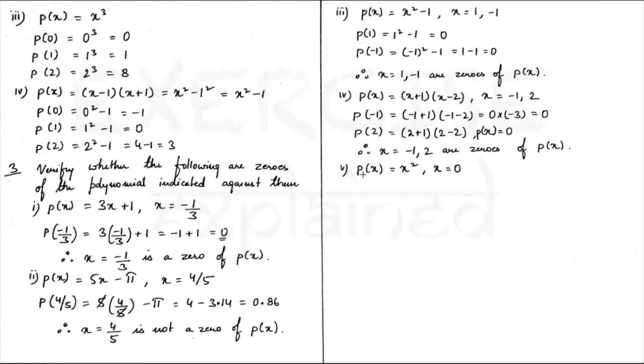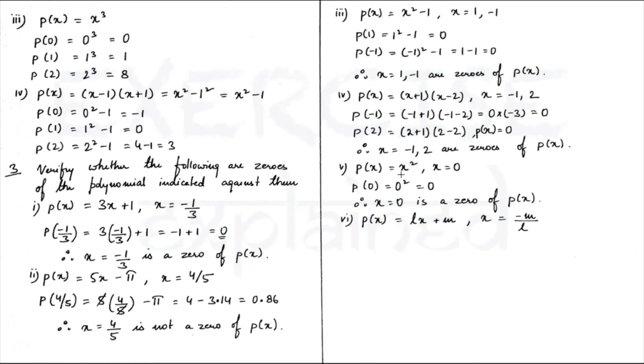Coming to the next one, p of x is equal to x square and x is equal to 0. This is pretty easy. We just need to substitute 0 and we can say that it will definitely be 0 because 0 square is 0 itself. So x is equal to 0 is a 0 of p of x.